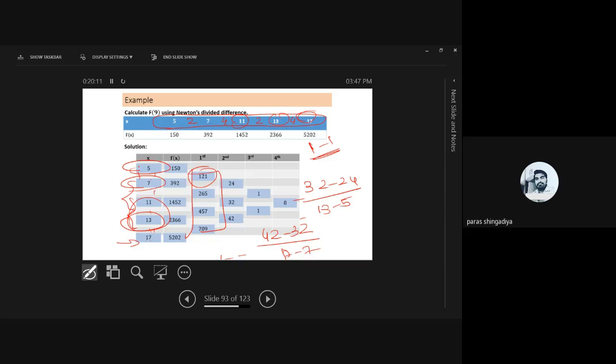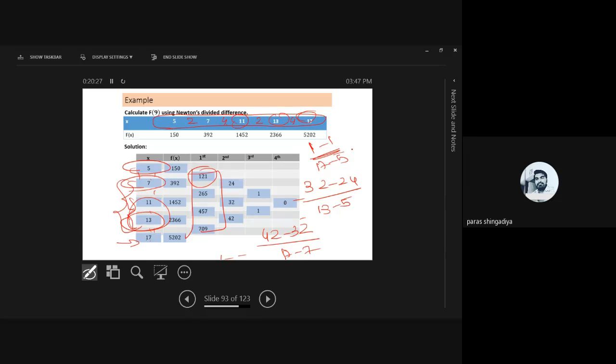It is the 5 to 17. Means for fourth order, we'll skip 3 values after the 5. After 5, skip 7, 11, 13, and the next value is 17. So it is 17 minus 5.